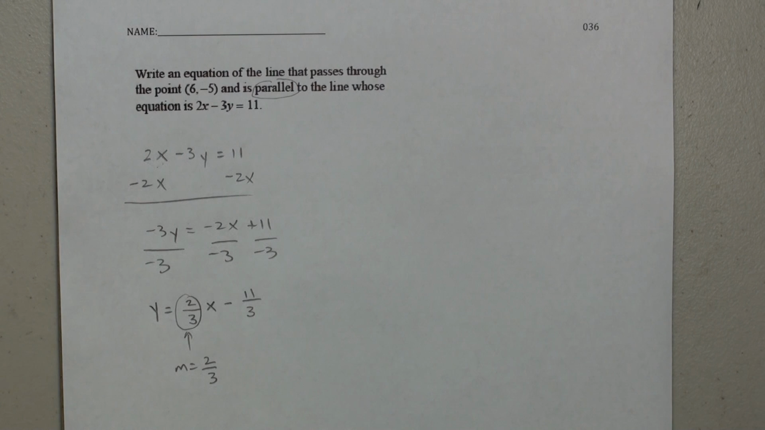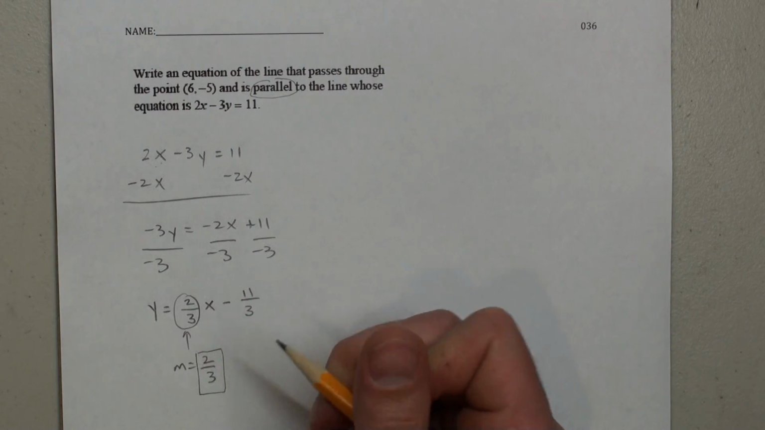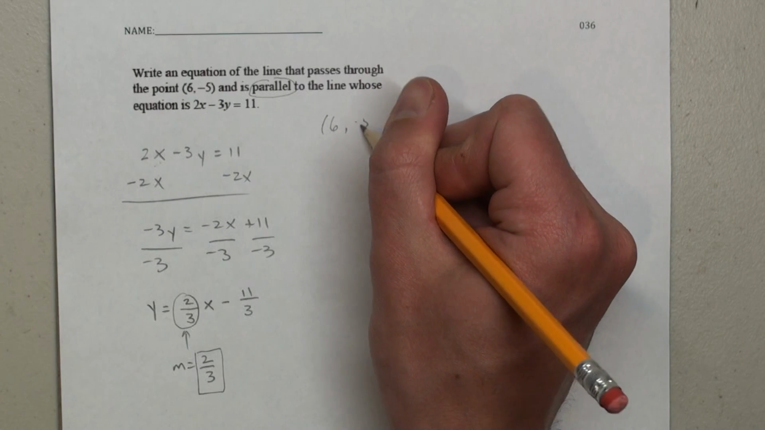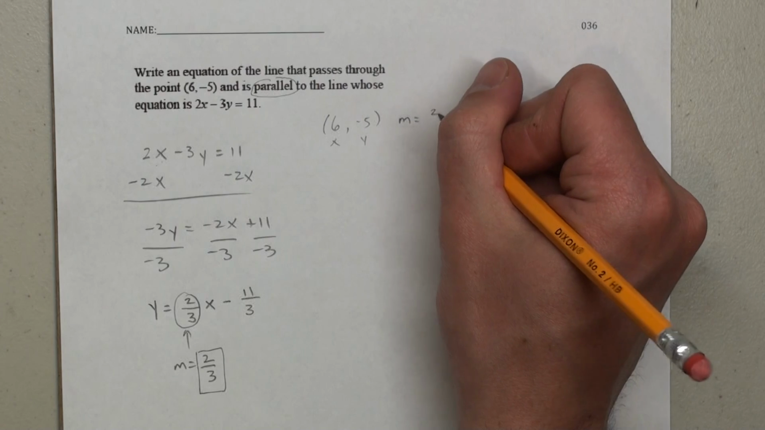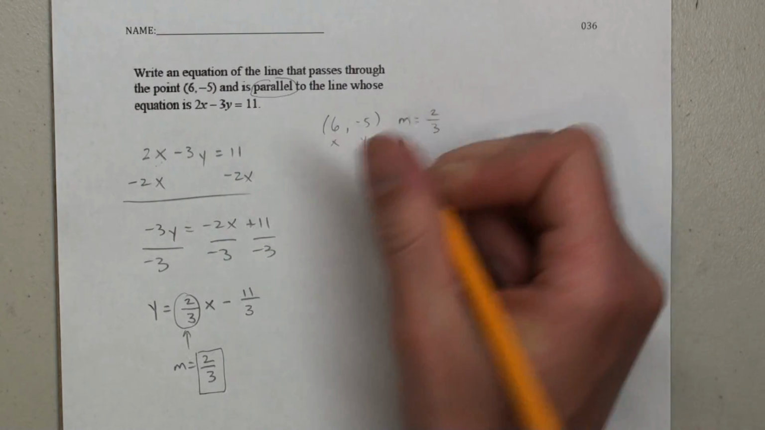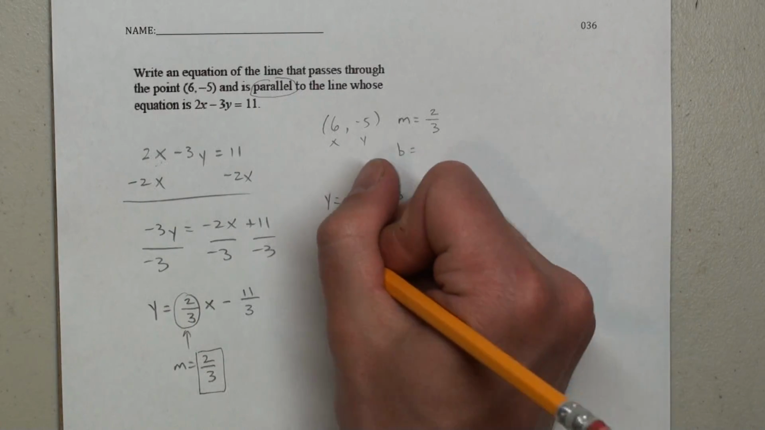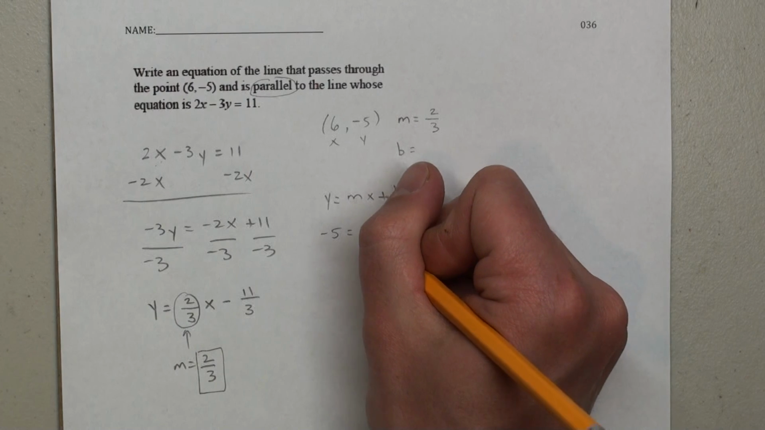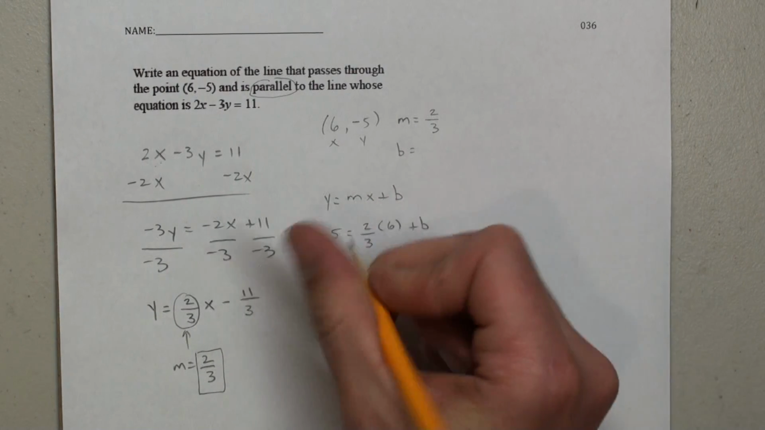Okay, so we were solving this problem. We found the slope already. The lines are parallel, so the slopes are going to be equal. The point they gave us is 6, negative 5. I can use that for my x and y, and the slope that I found to find my b by plugging them all into y equals mx plus b. Negative 5 equals m is 2/3 times x is 6 plus b.